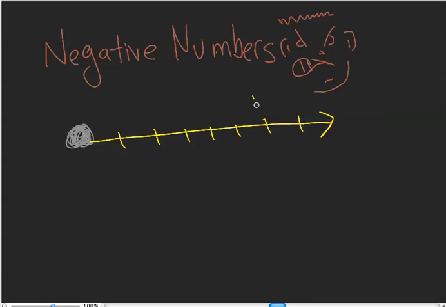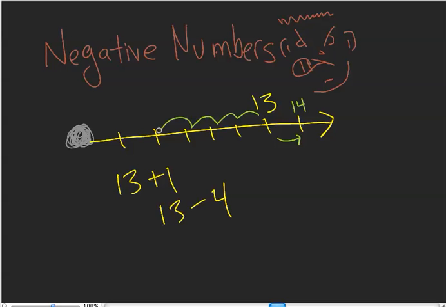So let's say this is number 13. 13 plus 1 would just be one more step on the number line to be over here, and you can tell me that that's 14. Vice versa, if I went 13 minus 4, I know that I would jump 1, 2, 3, 4 this way, and I could see that that's 12, 11, 10, 9. 13 minus 4 would be 9. 13 plus 1 is 14.